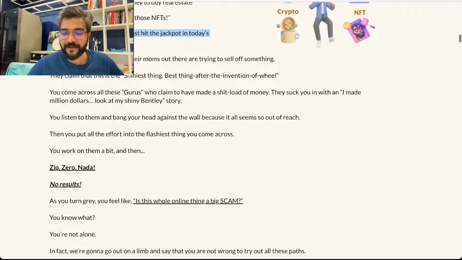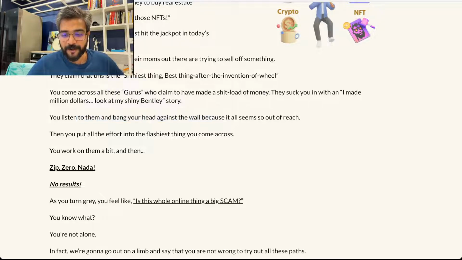Look, almost everyone and their moms are out there trying to sell something. They claim that this is the shiniest, best thing available. The best thing since the invention of the wheel. You come across all these gurus who claim to have made a shitload of money. They suck you in with an "I made $1 million. Look at my shiny Bentley" story. You listen to them, bang your head against the wall because it all seems out of reach.